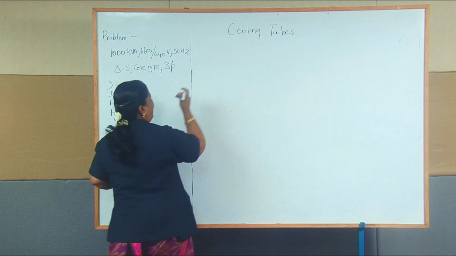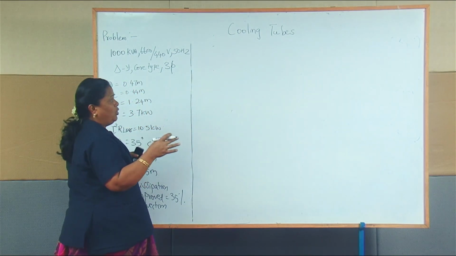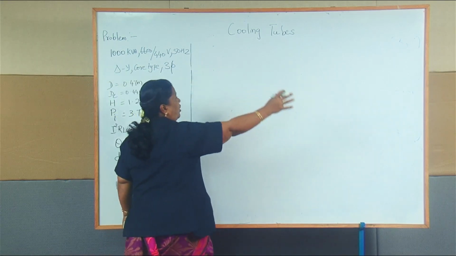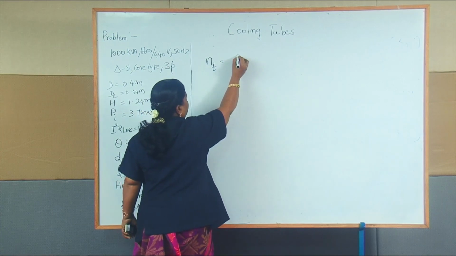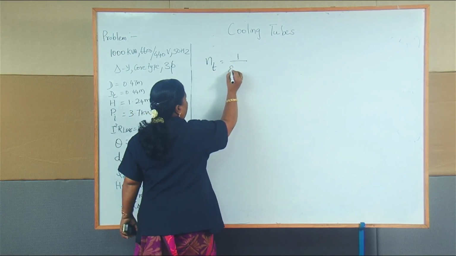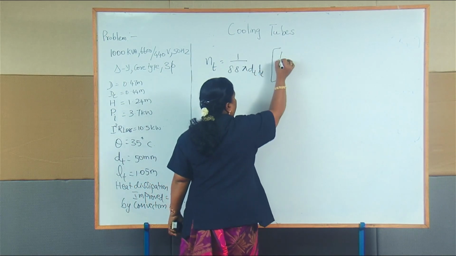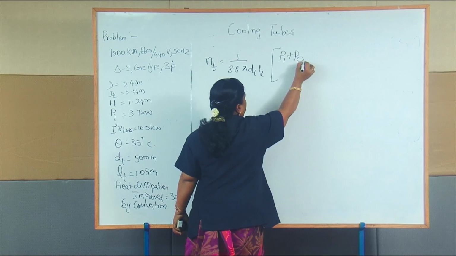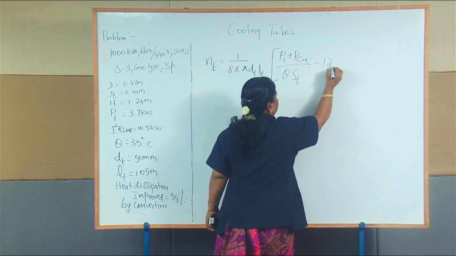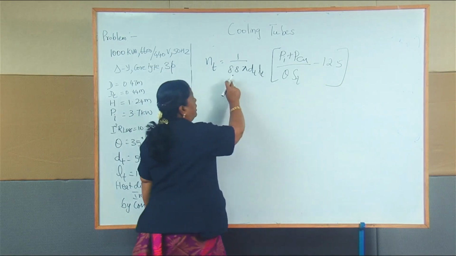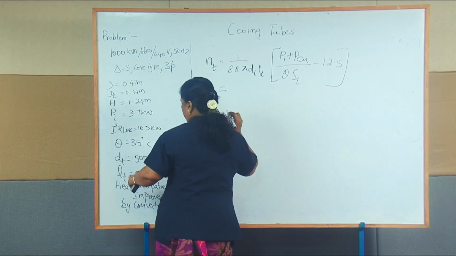So in this problem we have to design a tank with cooling tubes. Let us calculate the number of cooling tubes for the given transformer and how to place them around the surface of the transformer. The formula: number of cooling tubes NT equals 1 divided by 8.8 pi dt LT in bracket Pi plus PCU divided by theta into S suffix t minus 12.5. This is the formula to calculate the number of cooling tubes.